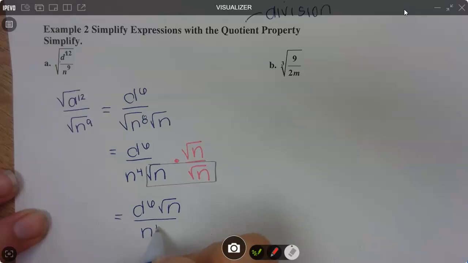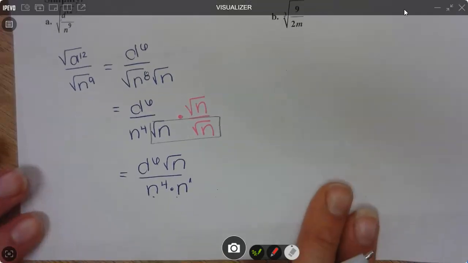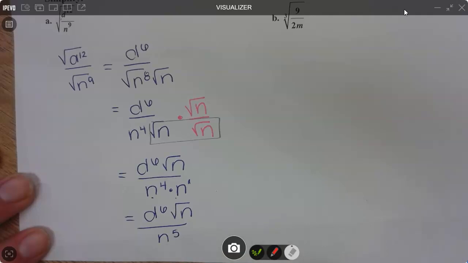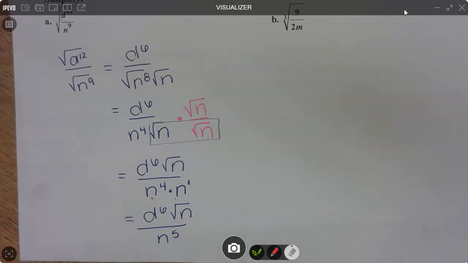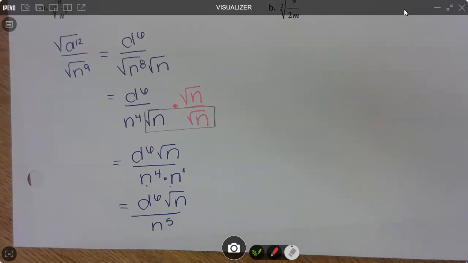And then that would be like n to the 4th times n. And remember that if you have the same variable times itself, you add your exponents. So d^6 root n over n^5. And again, you may not need every step. I am showing many, many lines of work. Some of you may be able to do that simplifying in your head, etc.